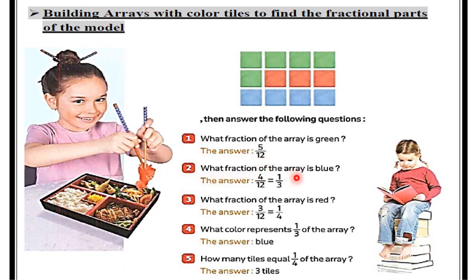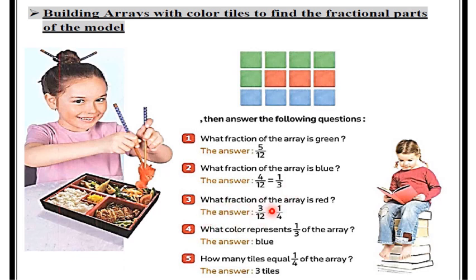What fraction of the array is blue? So I'm going to write the number of blue, 4, over the total, 12. Here we have 4 and 12 in the same table of 4. So I simplify, divided by 4, it will be 1 over 3.